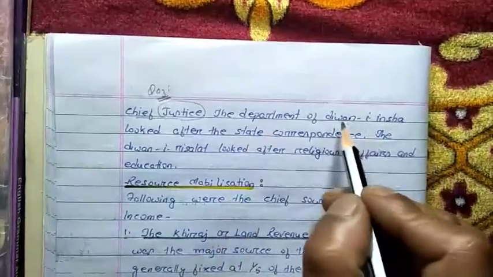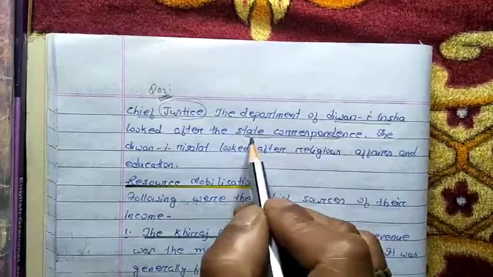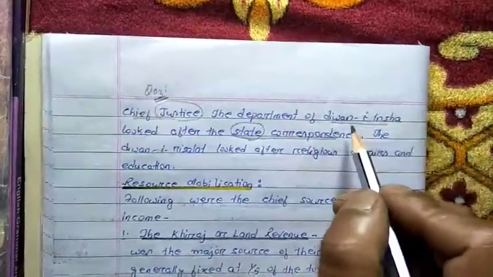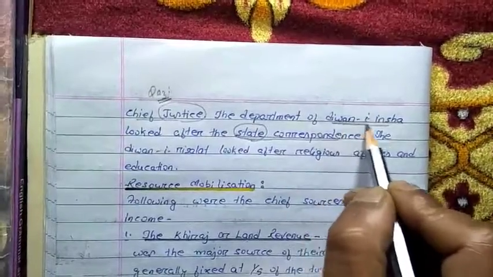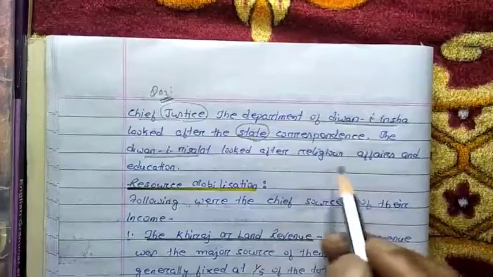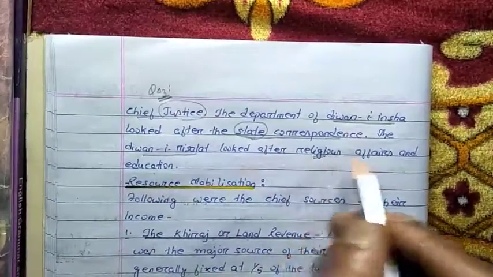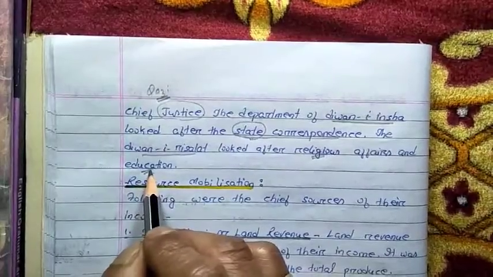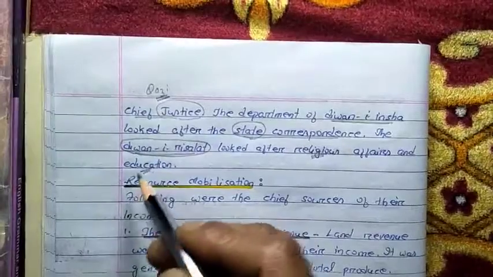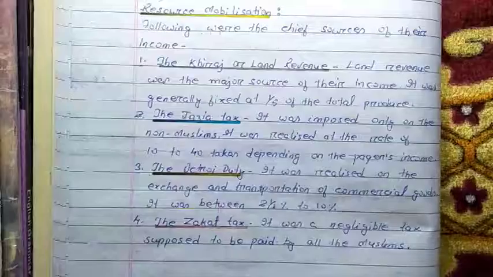The department of Diwan-i-Insha looked after the state correspondence. The different matters related to states were generally looked after or solved, or suggestions were given, by one department, and that department was known as the Diwan-i-Insha. The Diwan-i-Risalat looked after religious affairs as well as education. The different religious matters, as well as the Department of Education, were looked after by the Department of Diwan-i-Risalat. So this was the system of administration under the Delhi Sultans.